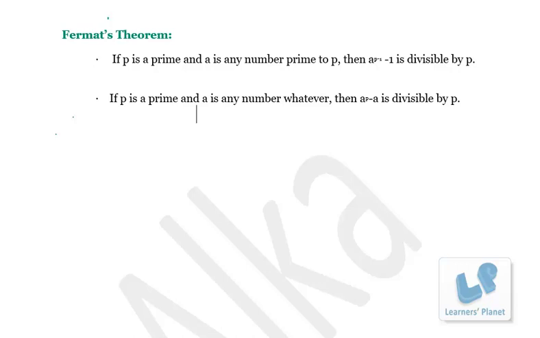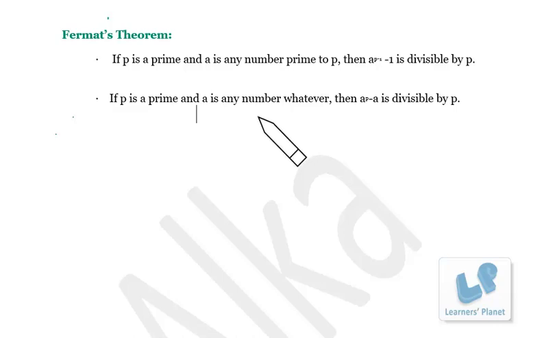If P is a prime and A is any number prime to P, it is not necessary that A should be a prime number. It is any number, but P and A should be co-prime to each other. Then A raised to P minus 1 is divisible by P. Or in other words, a result of this theorem is: if P is prime and A is any number whatever, then A raised to P minus A is divisible by P. So this is Fermat's theorem.